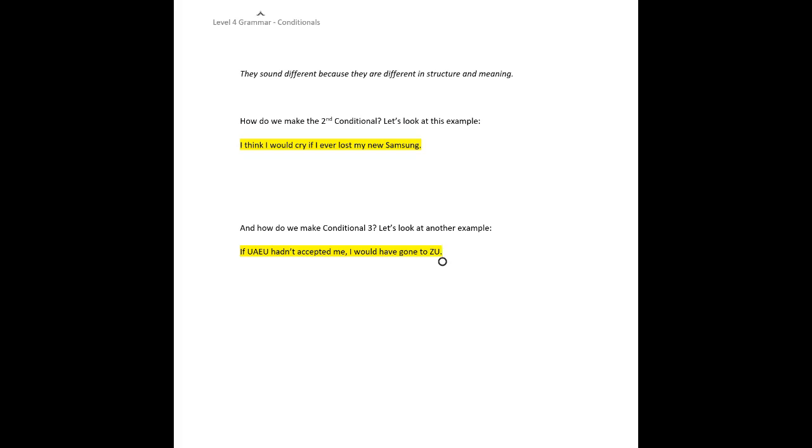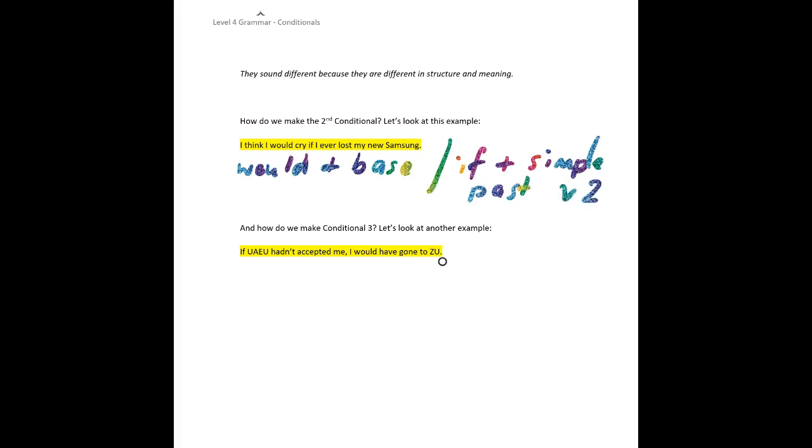Here the main clause comes first and uses would plus the base verb. Here it is, would plus the base verb, which is cry. So we've got would plus the base. The if clause comes second, and it uses the simple past. So we've got if plus simple past, and you may know this one as verb 2.